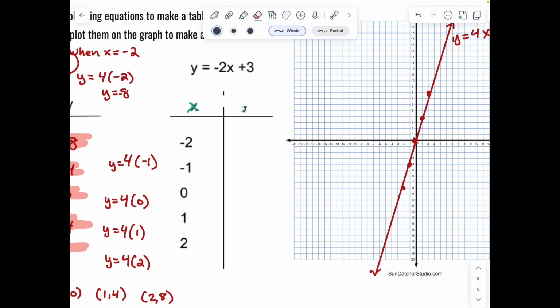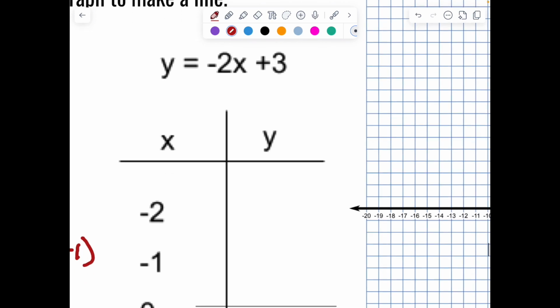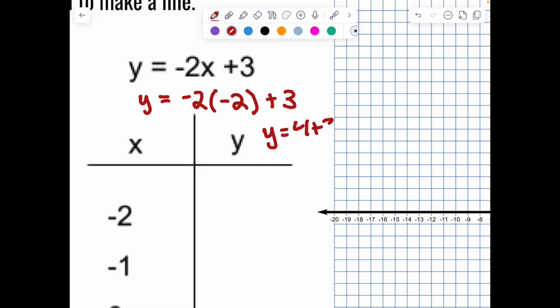Okay, now we're going to go ahead and do this one. This is a little bit more involved, okay? But we're still doing the same thing. We are plugging in whatever value for x we have on the table to see what we get for y. So we're going to plug in negative 2 first. So we're going to have y equals negative 2 times negative 2 plus 3. Negative 2 times negative 2 is 4. So this becomes y equals 4 plus 3, and that is 7.